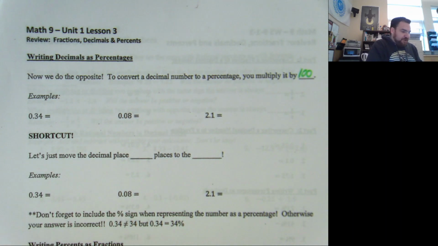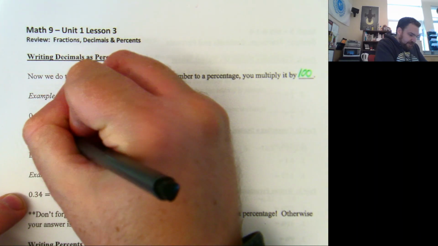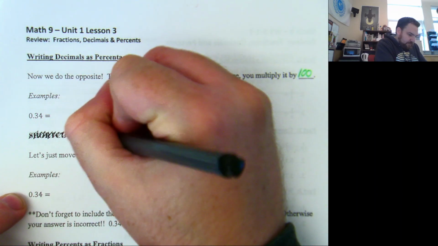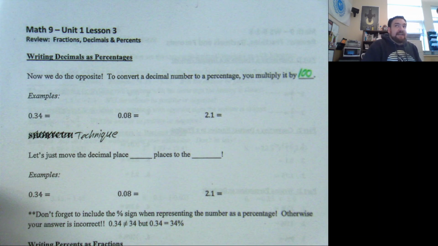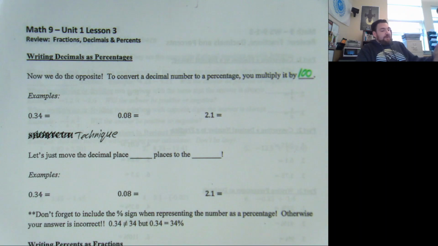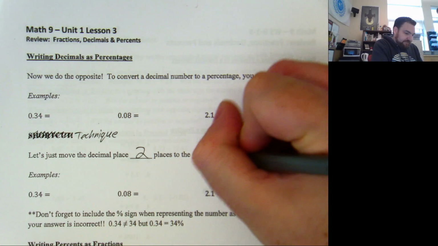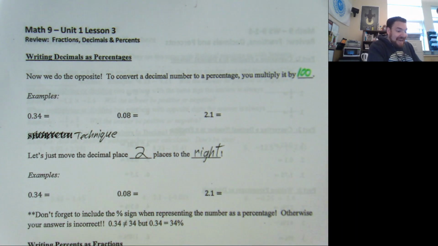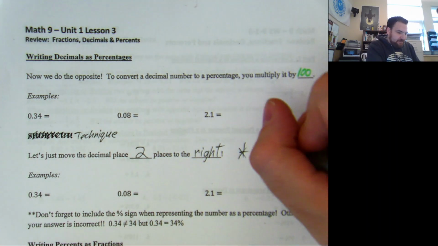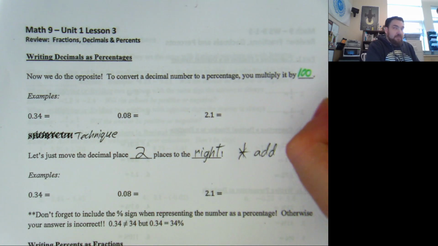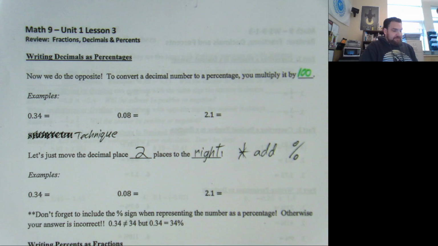What is the technique for multiplying things by 100? It's not a shortcut, it's a technique. Anyone want to take a guess based on the previous technique? If when we divide, we move the decimal place 2 to the left, when we multiply, we're going to move the same amount to the right. 2 places to the right. And if we're converting it into a percentage, you need to write the percent sign. Got to make sure we toss that in there.